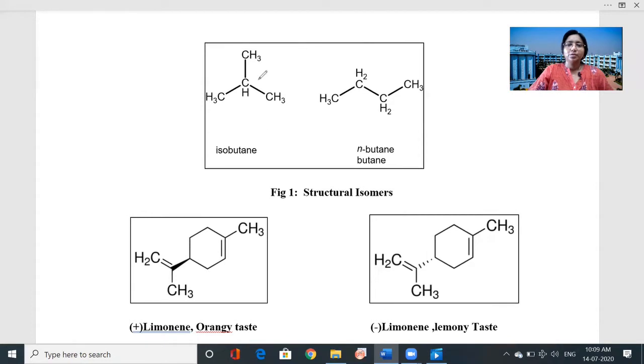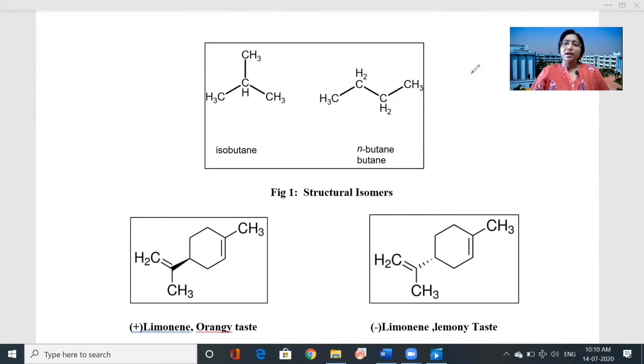Okay, so 1, 2, 3, 4 in this picture, also 4 carbons in this picture. Now if you count the number of hydrogen, here there are 10 hydrogen, here also 10 hydrogen. So this is isobutane, this is n-butane. Here what you observe is there is only a difference in their bonding. So this is called the structural isomer.